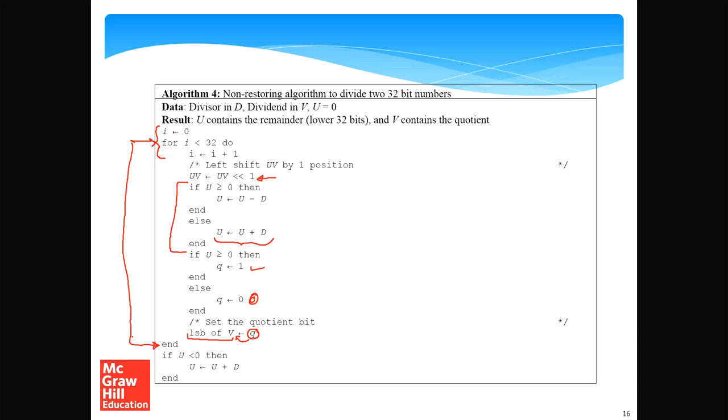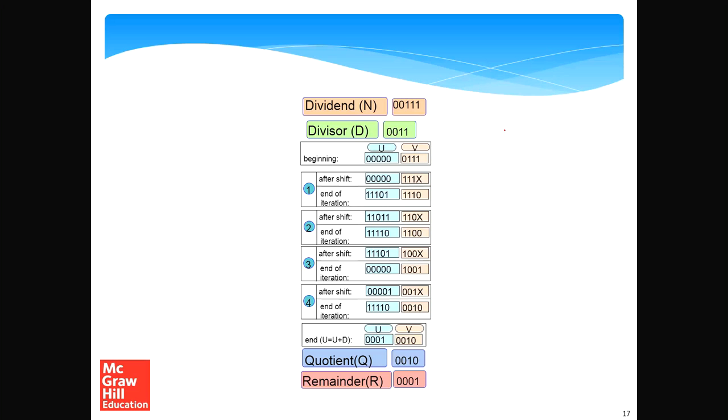So after all the 32 iterations are finished, if we find u to be less than 0, then we set u equal to u plus d, or u plus the divisor. So at the end, the lower 32 bits, so u is a 33-bit register, again to avoid overflows, right? So at the end, u contains the remainder and v contains the quotient. All right. So before giving the insight into why this algorithm works, it's slightly complicated, but it's there in the book. Let us understand via an example how this works.